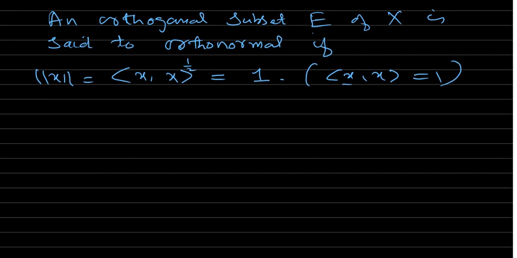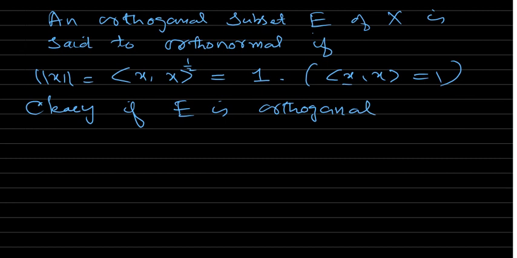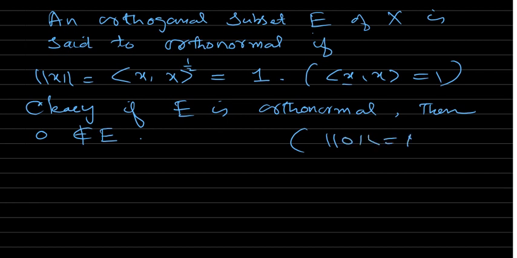So clearly if E is orthonormal, then 0 is not in E. Clearly, an orthogonal set can contain 0, but an orthonormal set cannot, because if 0 is in E, then, since the definition of orthonormal says the norm of any vector should be equal to 1, the norm of 0 would also have to equal 1, which is not the case. Norm of 0 is not equal to 1. So this is the reason.